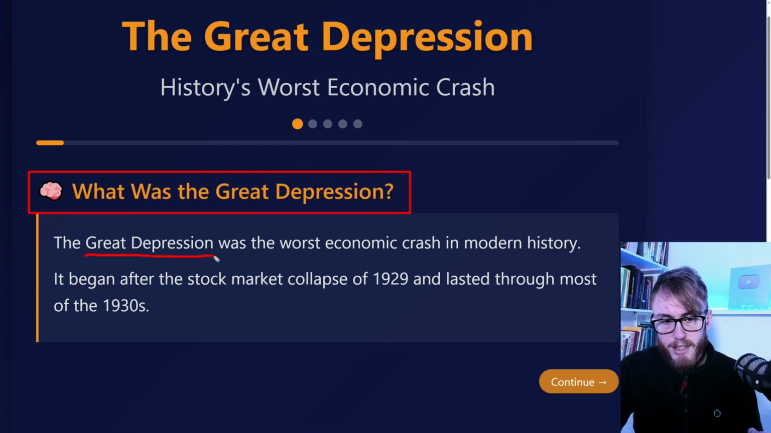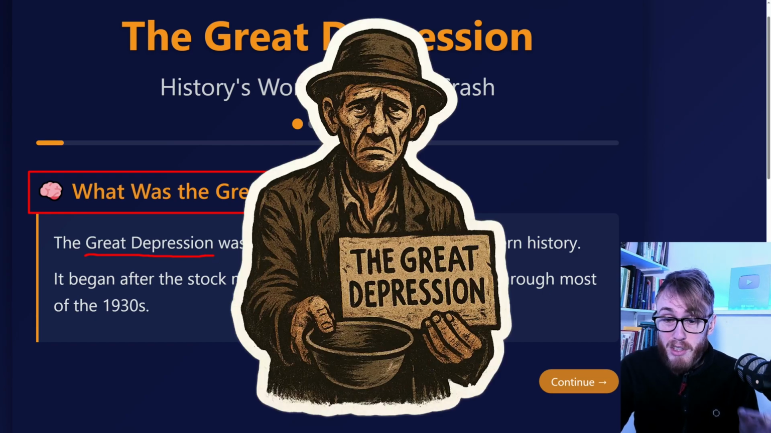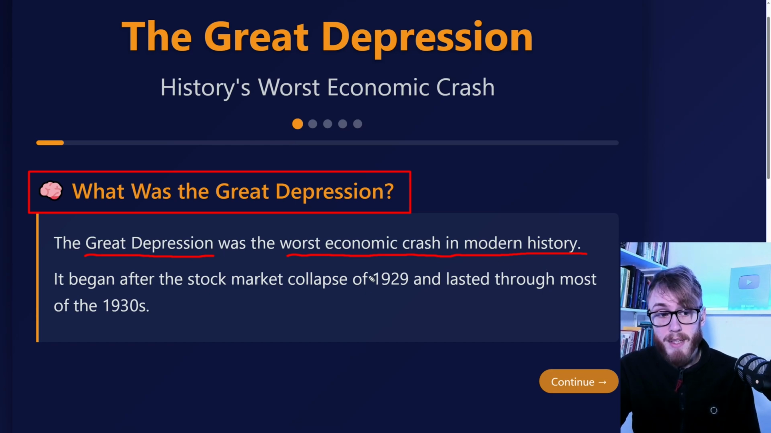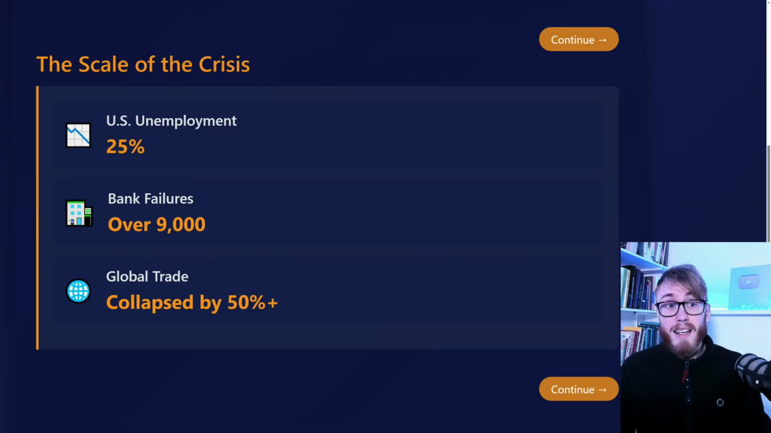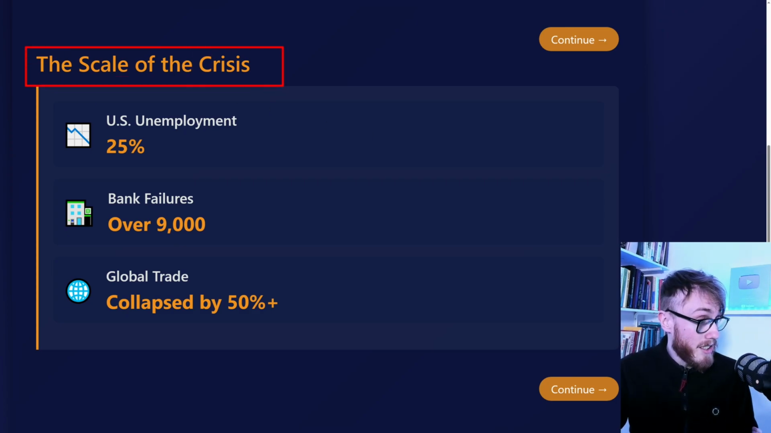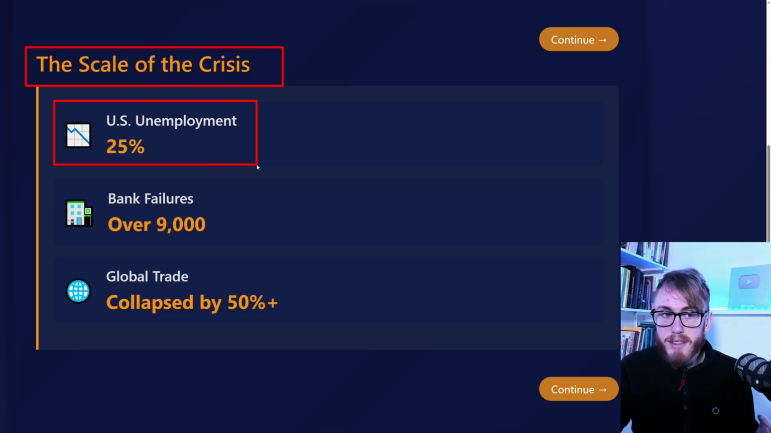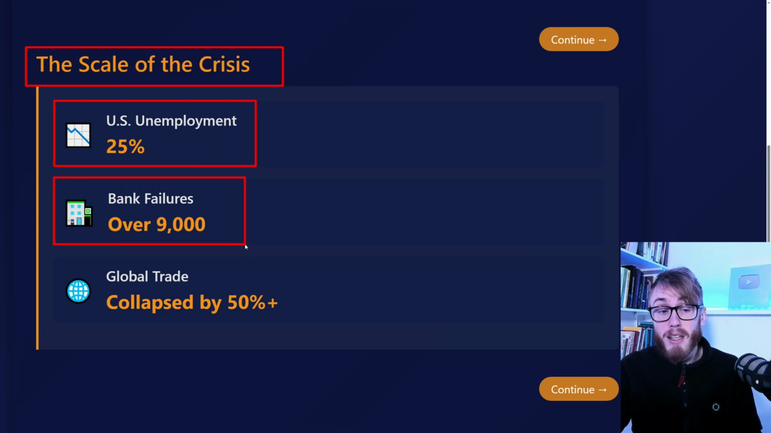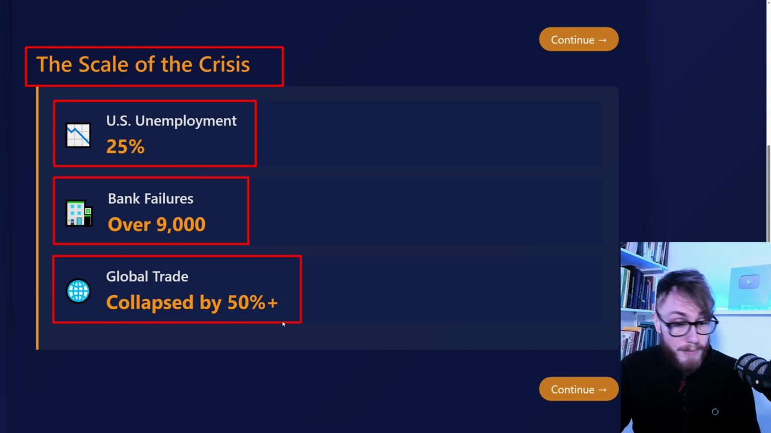Well, the Great Depression was the worst economic crash in modern history. It began after the stock market collapse of 1929, and it lasted for a long period, pretty much throughout most of the 1930s. The scale and impact of the Great Depression was massive. As you can see, for example, it led to a US unemployment of around 25%. During the Great Depression, the US saw over 9,000 bank failures, and global trade actually collapsed by more than 50%.